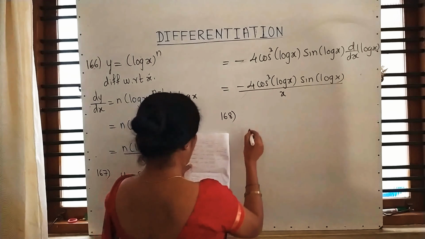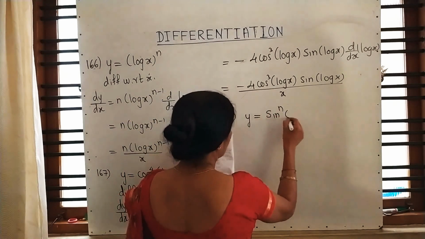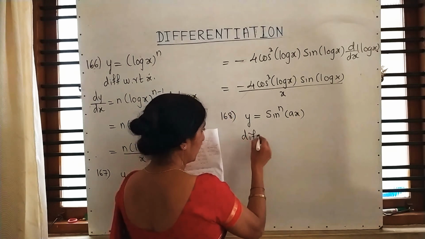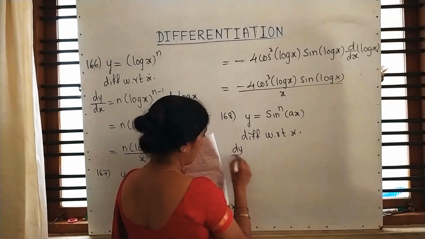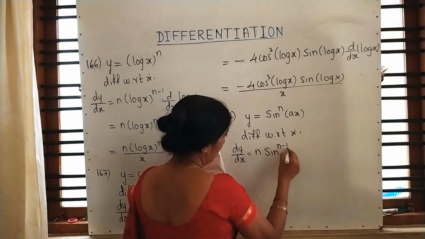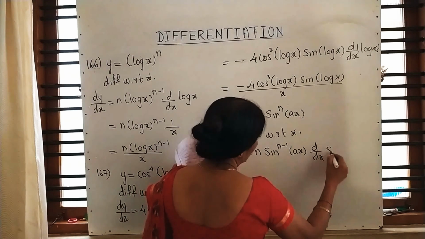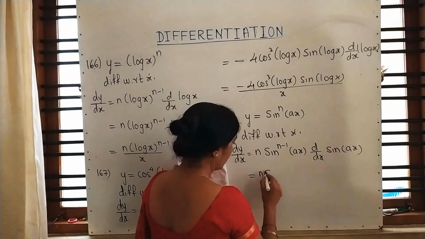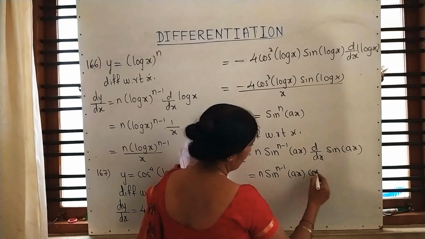Question number 168. Y is equal to sin raised to n ax. What is the power? Power is n. That means first we have to differentiate the power. N sin raised to n minus 1 ax. After power, what is remaining? Sin ax. Differentiation of sin is cos.